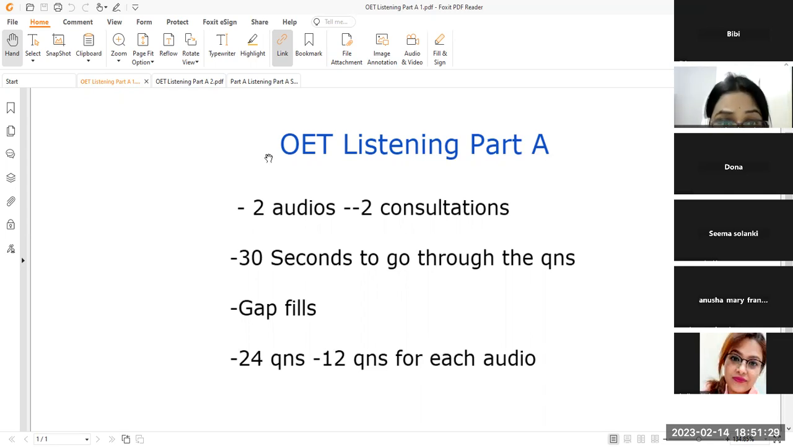Before the audio starts, you get 30 seconds to go through your questions, which are gap fills. Basically, you need to fill the gap in the consultation for part A. For each audio you get 12 questions, which means in total you will be answering 24 questions for part A.